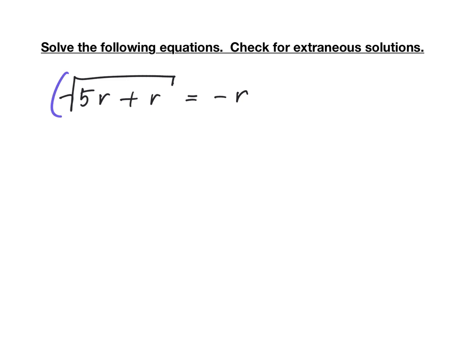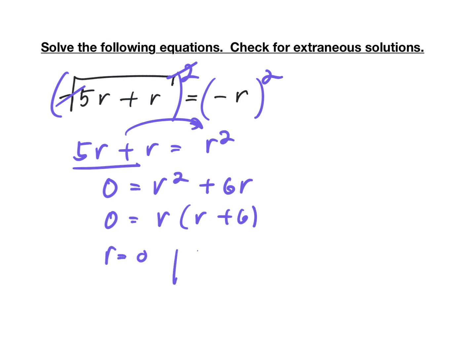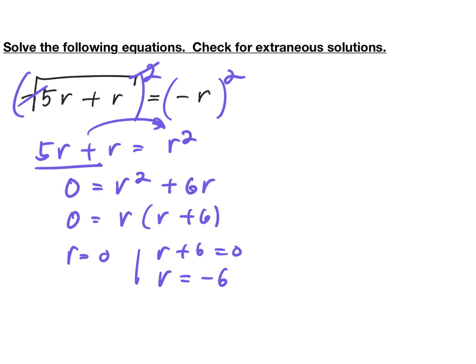So the very first thing I'm going to do is to raise both sides to the power of 2. So what's going to happen here is 5r plus r is equal to r squared. I'm going to transfer everything to the other side, so this is going to be 0 equals r squared plus 6r, since 5r plus r is 6r. Then we're going to factor this out: r times r plus 6. Therefore, the possible solutions here will be r equals 0, and the other one, r plus 6 equals 0, so r equals negative 6. Let's recheck which one is the extraneous and which one is the real one.